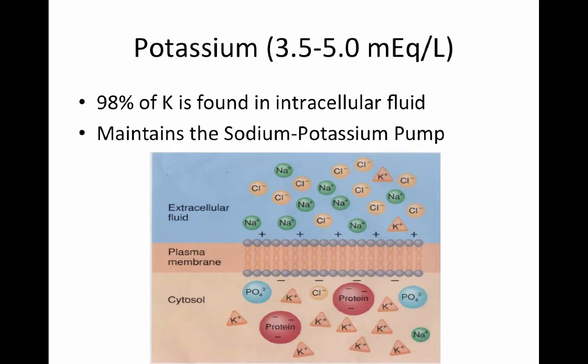Potassium. Potassium is another very important electrolyte. Potassium is important because it maintains the sodium-potassium pump in cell membranes, which is a process that is fueled by the breakdown of ATP. You need to be able to have this sodium-potassium pump in order for a lot of muscle cells to work, especially your cardiac muscle cells. They depend on a shift in the sodium and the potassium.